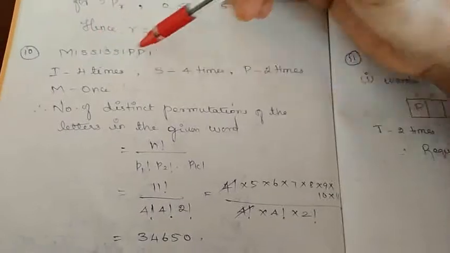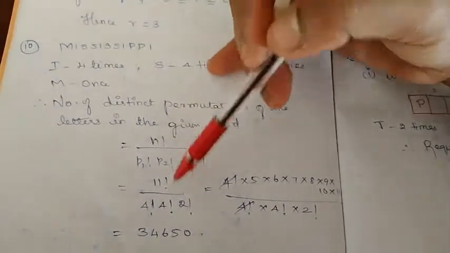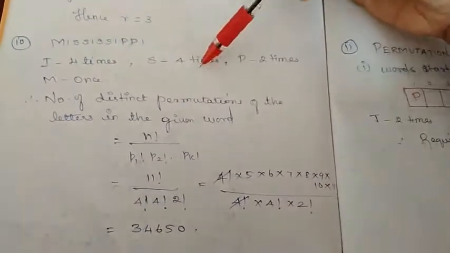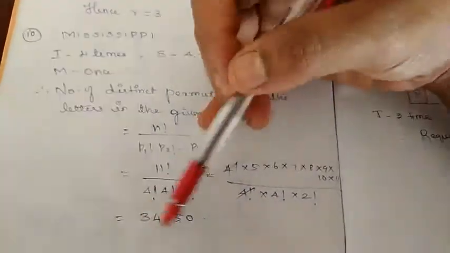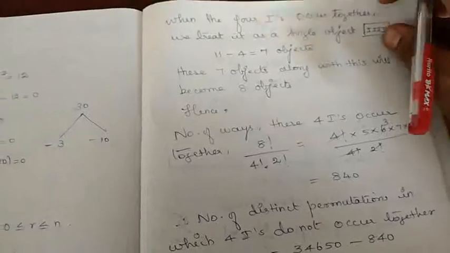Therefore, the total number of letters is 11. So n factorial, 11 factorial divided by 4 factorial, 4 factorial into 2 factorial. So if we simplify, we got this number. Now next, let us find when the 4 I's occur together.